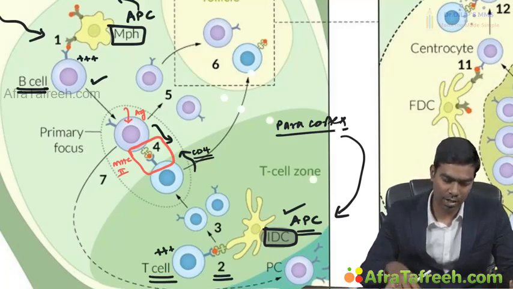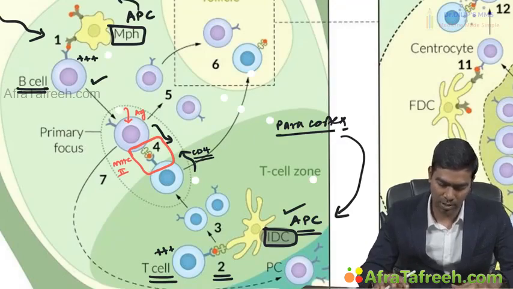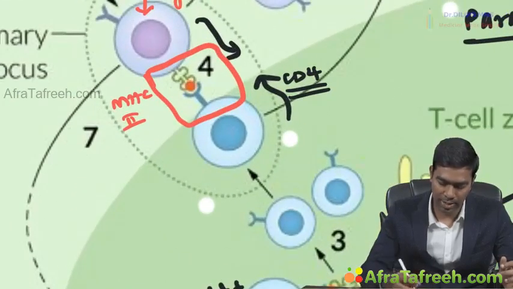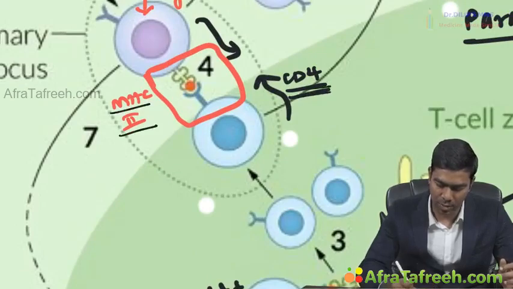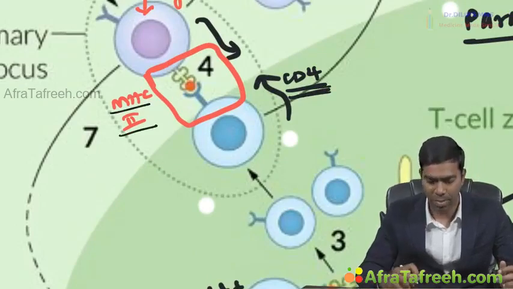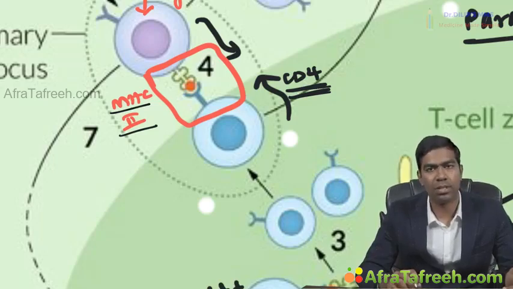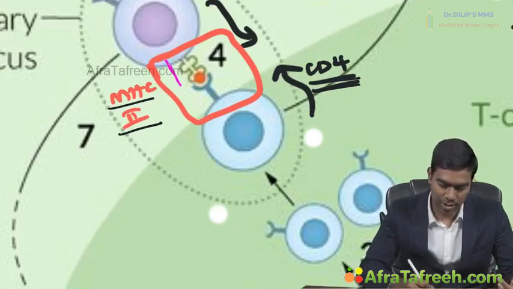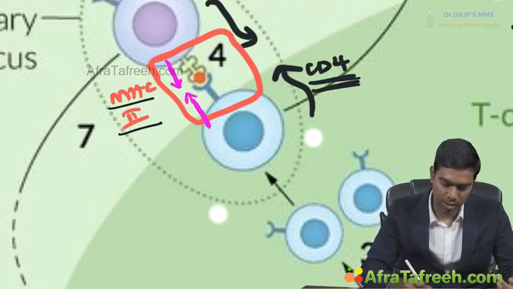So there is something called the CD40-CD40L interaction, which I want to tell you about. It is not the only interaction that is happening. I told you the MHC class 2 and CD4 interaction is happening. Apart from that, one more interaction happens that is not mentioned here. What is the interaction here? There is something called CD40 and CD40 ligand. Remember this interaction, I'll tell you what it is.